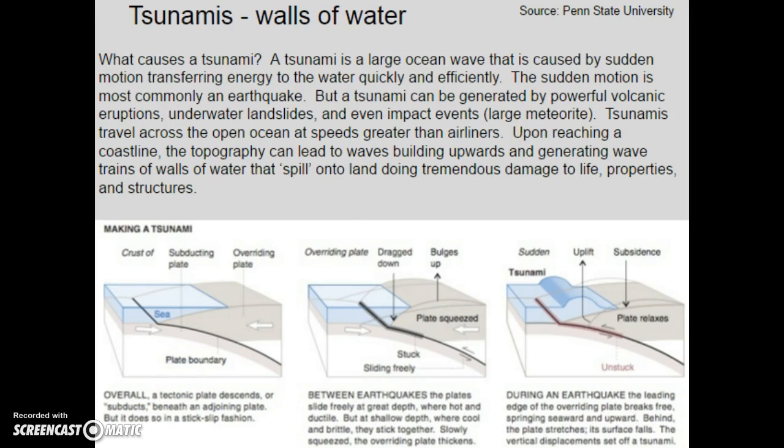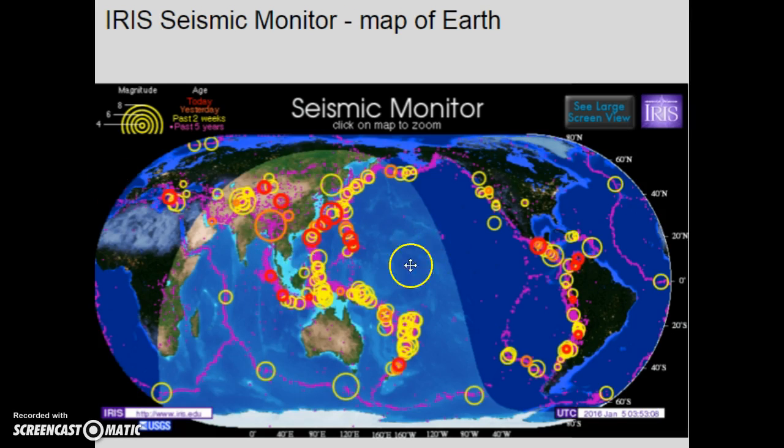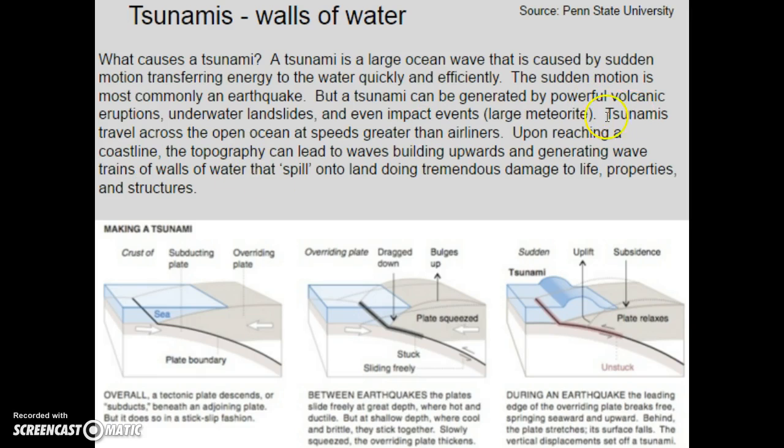hitting the ocean. It should be no stranger to you to realize that the Earth is covered by water. So if an asteroid, a comet, or a meteorite were to hit the Earth, it could generate a tsunami simply as a function of the Earth being covered primarily by water. And that energy is then transferred into energy that we call waves. Tsunamis travel across the open ocean at speeds greater than airliners or jets. Upon reaching a coastline, the topography can lead to waves building up and generating wave trains that spill onto land, doing tremendous damage to life, property, and structures.